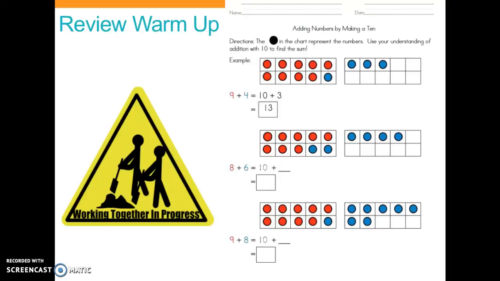First example, 9 plus 4 equals 10 plus 3. Well, how do we know that? Because we have 9 red chips in the first tens frame plus 4. We fill up the first tens frame, then the leftovers go in the second one. So we know we have 10 here, and now we have 3 left over. So 9 plus 4 is the same thing as 10 plus 3, which is easy, 13. Now I want you to try the next two on your own, and then we're going to go over them.